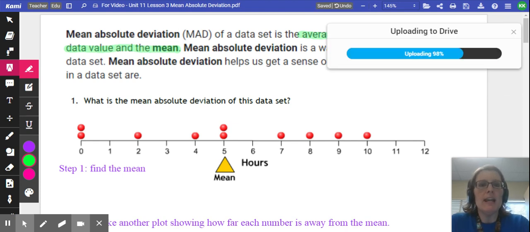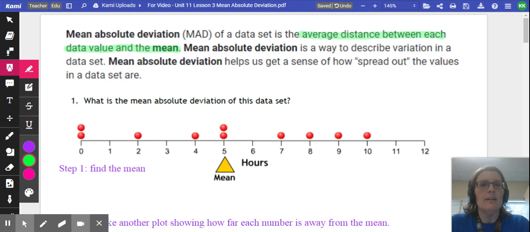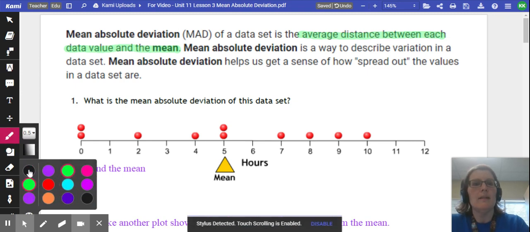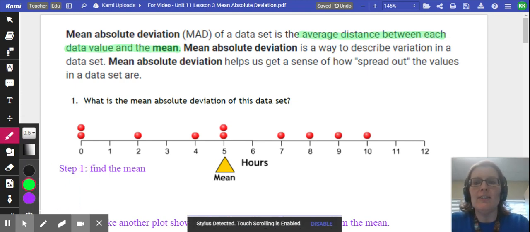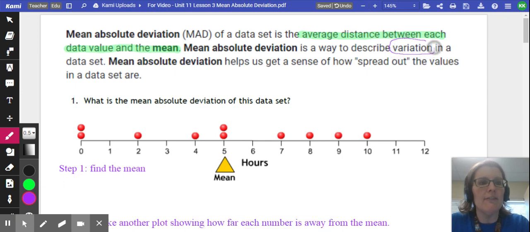Mean absolute deviation is a way to describe variation in a data set. Variation is how consistent data is. So if there's a lot of variation, that means it's really spread out. If there's a little bit of variation, that means the numbers are closer together, so they're more consistent.